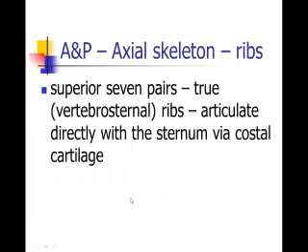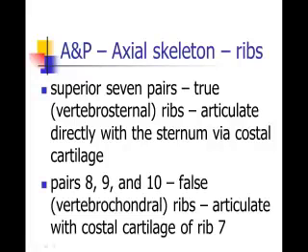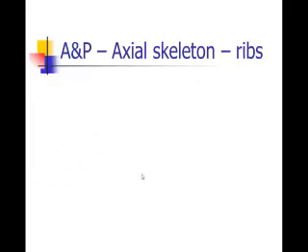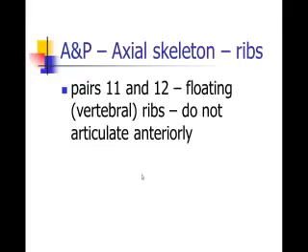Okay, so the 7 superior pairs of ribs are called true ribs or vertebrosternal ribs, and they articulate directly with the sternum via the costal cartilage. Pairs 8, 9, and 10 are called false ribs, vertebrochondral ribs. They articulate with the costal cartilage of rib 7 anteriorly. And then the floating ribs are pairs 11 and 12. They don't articulate anteriorly at all, although they do tend to have pieces of cartilage covering the ends of the ribs.